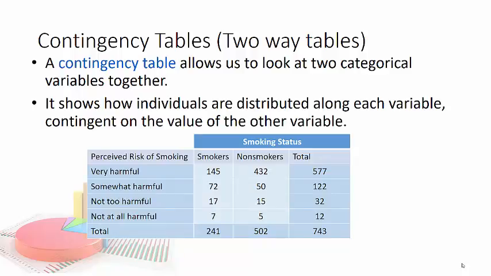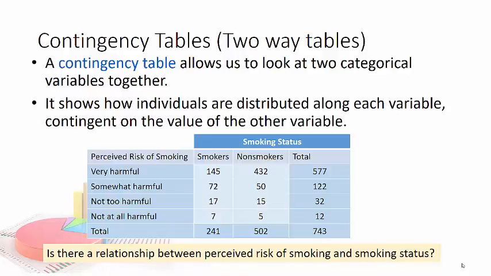So, if a smoker thinks that smoking is very harmful, and if a non-smoker thinks that smoking is very harmful. You can also look at people who respond that something's very harmful, whether they're a smoker or non-smoker, compared to not at all harmful. So the question is, you want to see if there's a relationship between perceived risk of smoking and smoking status.